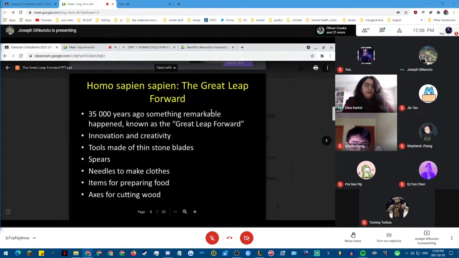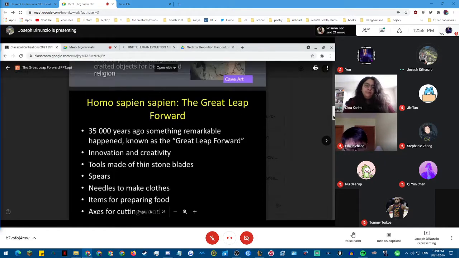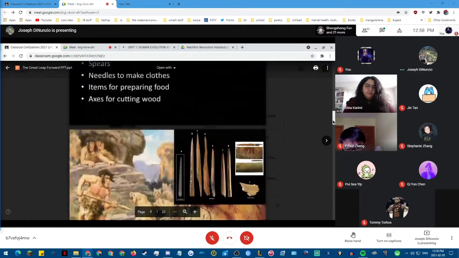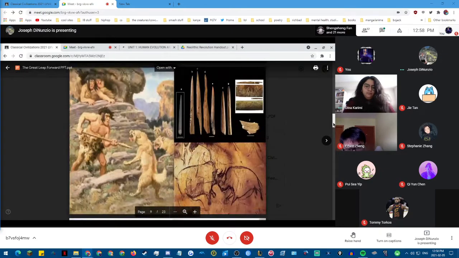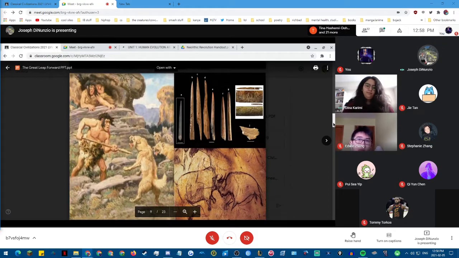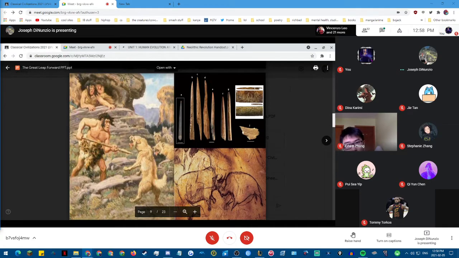35,000 years ago, something remarkable happened known as the Great Leap Forward. Innovation and creativity: tools made of thin stone blades, spears, needles to make clothes, items for preparing food, and axes for cutting wood. Good. Take a look at some of these axes and sharp objects. Having to fight off wild animals. Very difficult time.